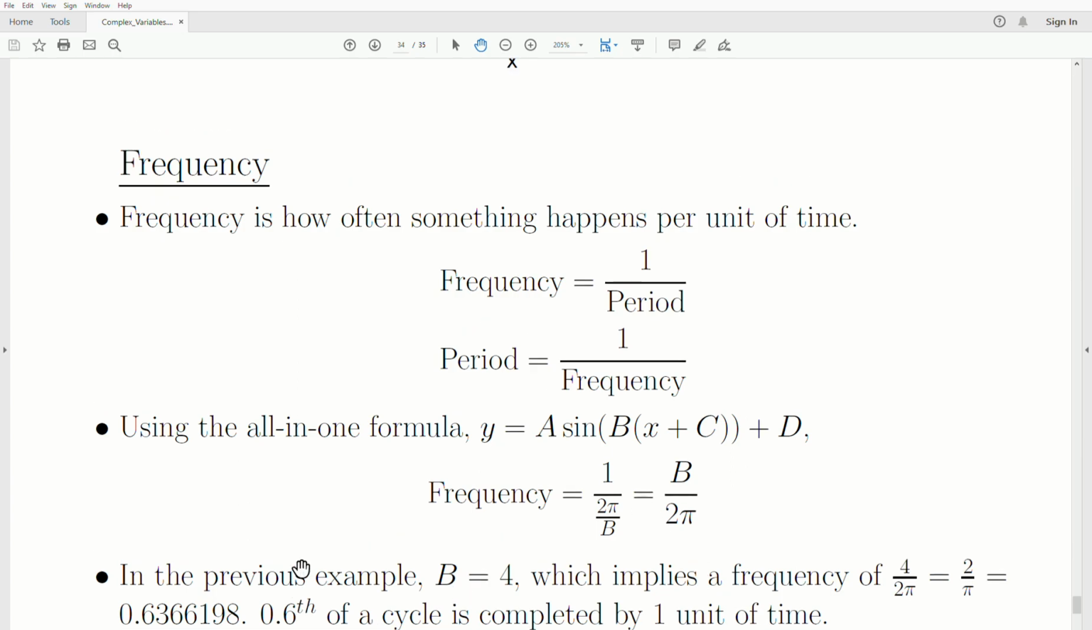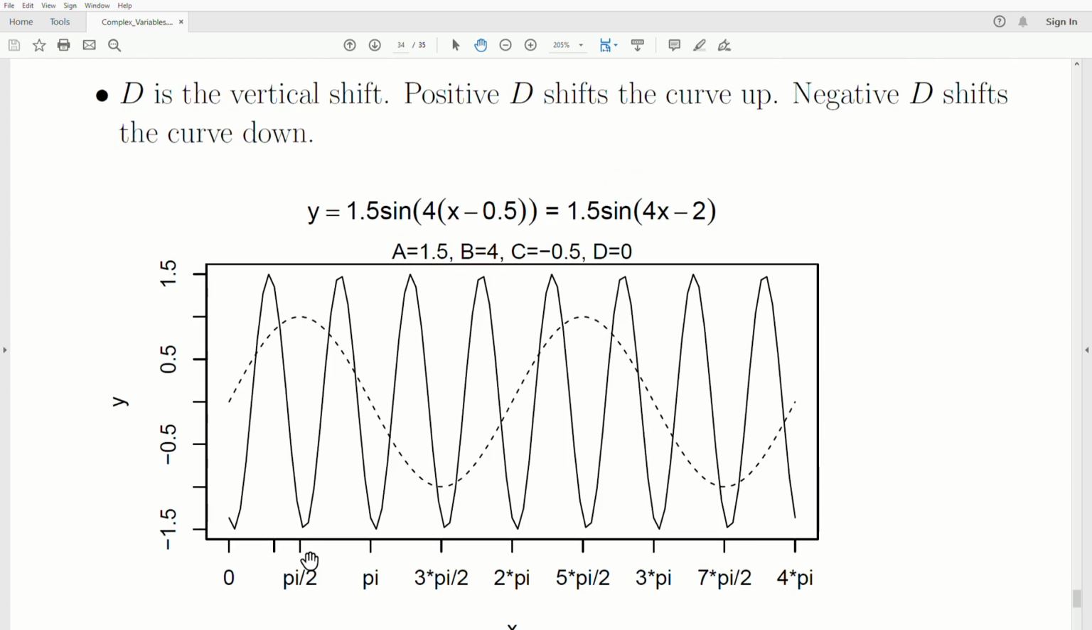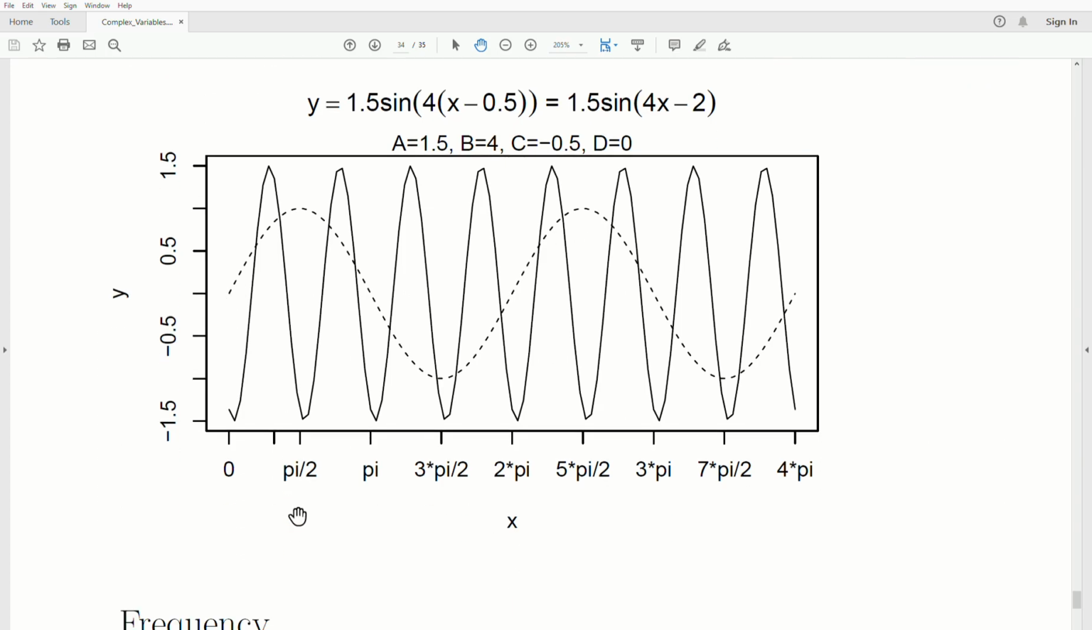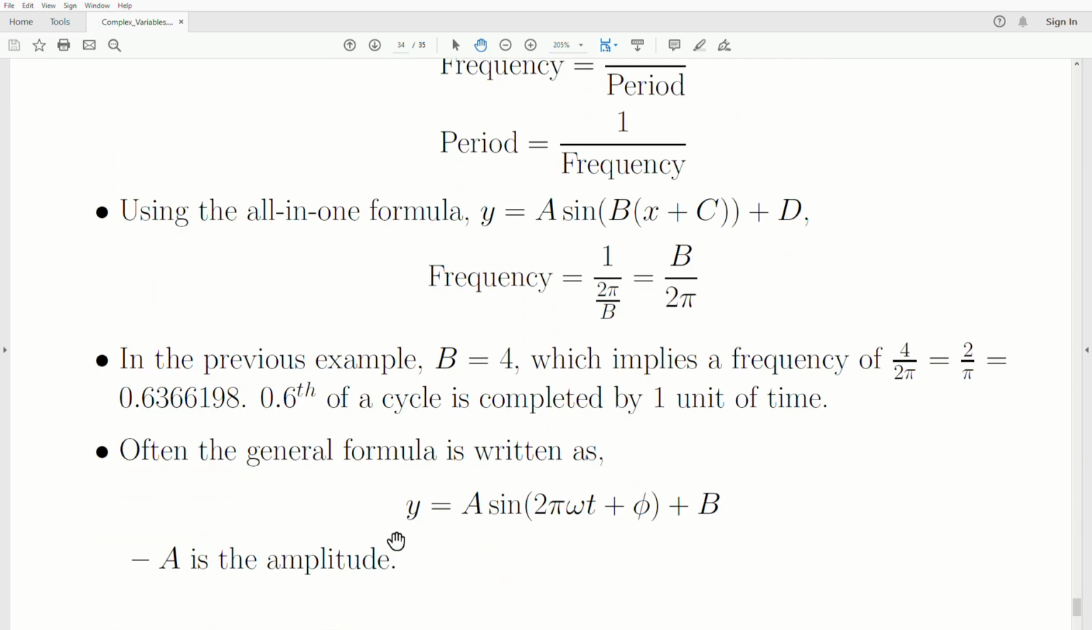And so let's go back and look at this graph, right? So at time 0, we're here. And then if we start this cycle and then we stop at 1, which is this tick here, we've completed 0.6 of that cycle, right? That's the frequency, 0.6. And then the remaining 0.4 portion of the cycle would be until we get to pi over 2, because that's the period, the complete period. Okay, so that is frequency.